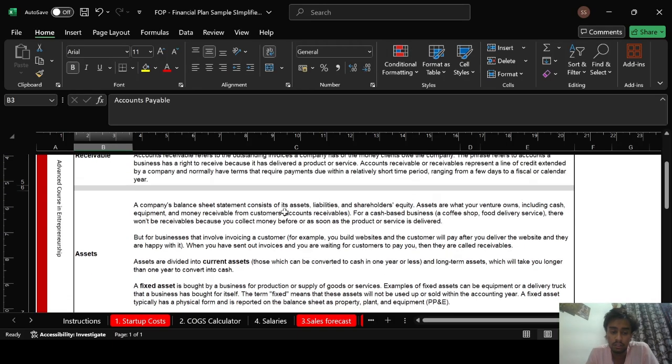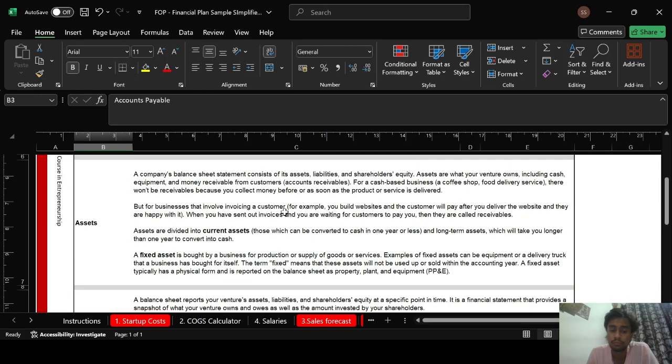So coming to the assets, a company's balance sheet statement consists of its assets, liabilities, and shareholders' equity. Assets are what your venture owns, including cash, equipment, and money receivable from customers, accounts receivable. For a cash-based business, like a coffee shop or food delivery service, there won't be receivables because you collect money as soon as the product or service is delivered.